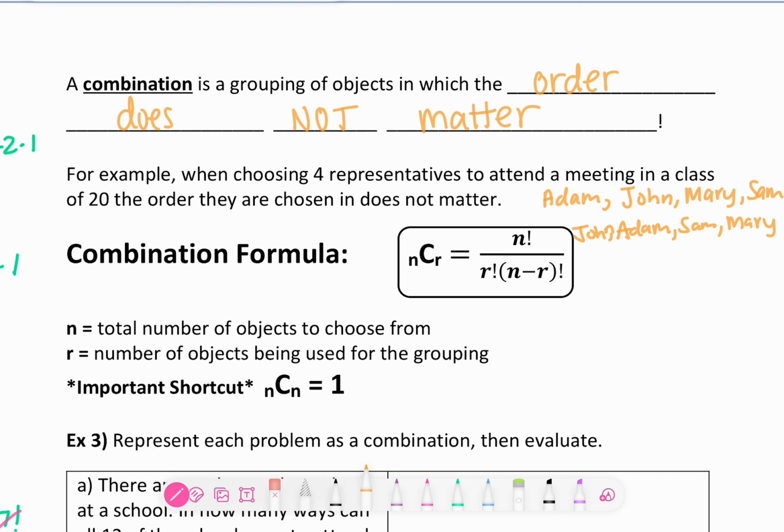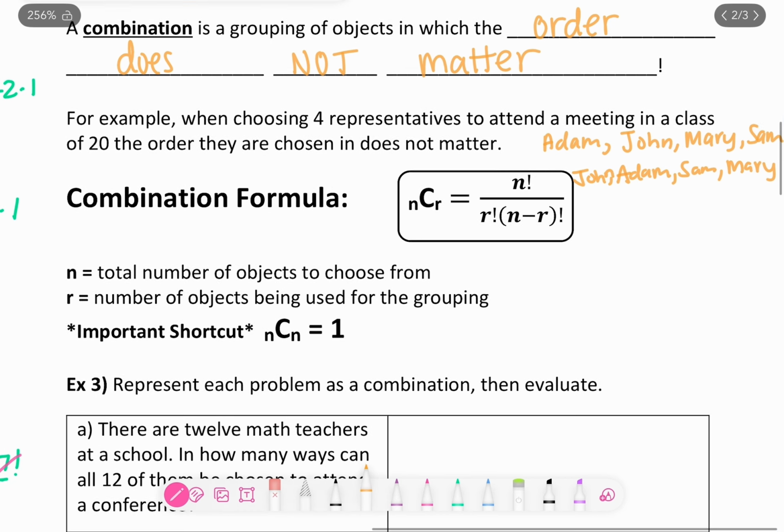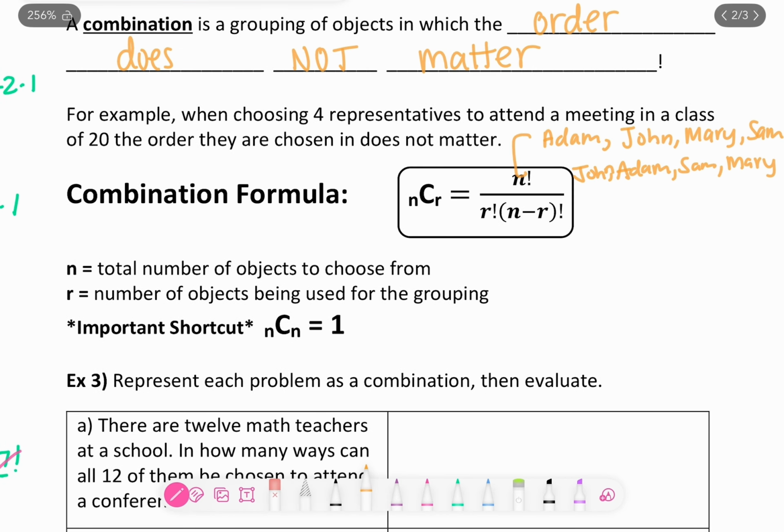So the combination formula is a little bit different. There's going to be less choices here for combinations because the order doesn't matter, right? These are counted as the same with the combination. So the formula still starts with the total factorial, but in the denominator, instead of just doing the difference factorial, you also multiply it by the one that you chose, right? The chosen factorial.